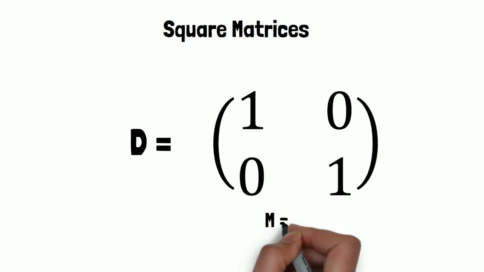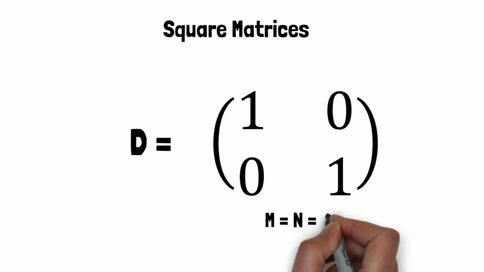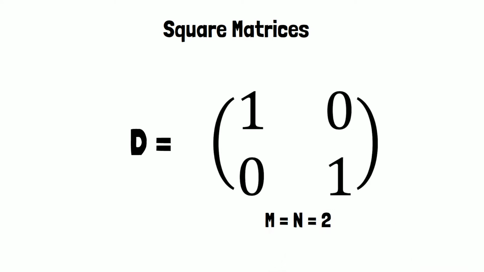Indeed, matrix D is of order 2. The number of rows is 2 and the number of columns is also 2. Therefore, m equals n equals 2, making matrix D a square matrix of order 2.